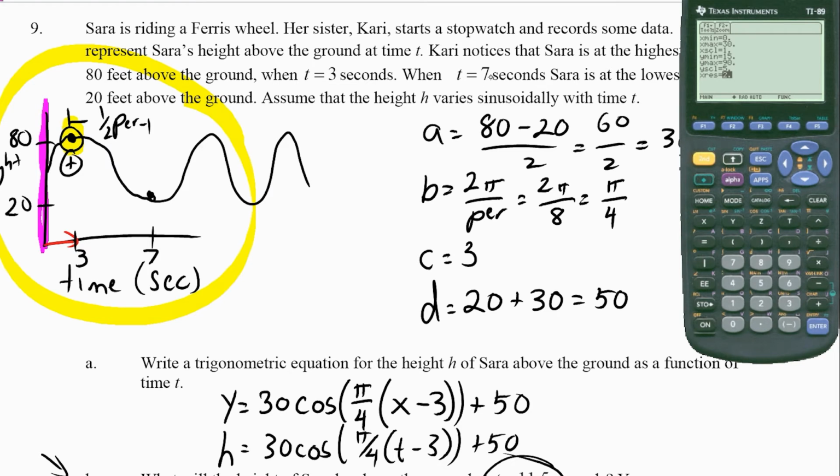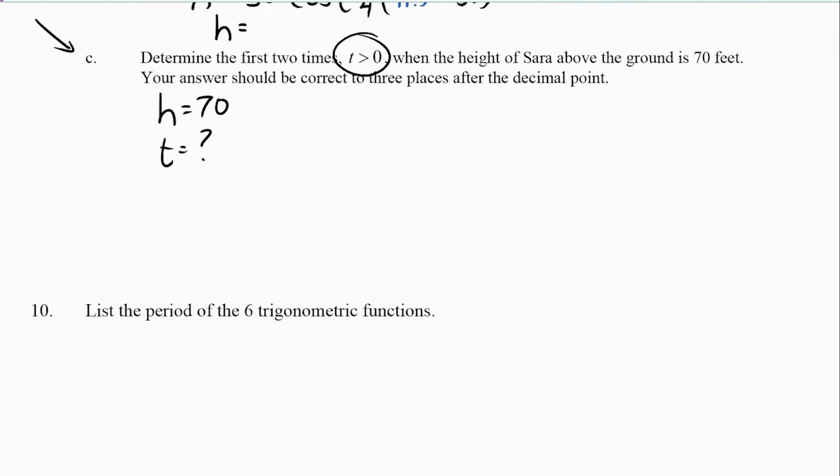Now let's take a look at the graph, see what it looks like. And right there you can see a whole bunch of waves, and they mean where Sarah's height is going to be during some specific times. Now, let's scroll down here.